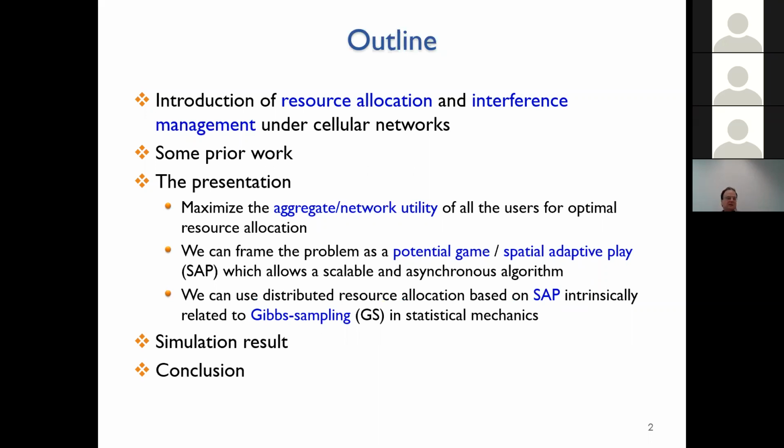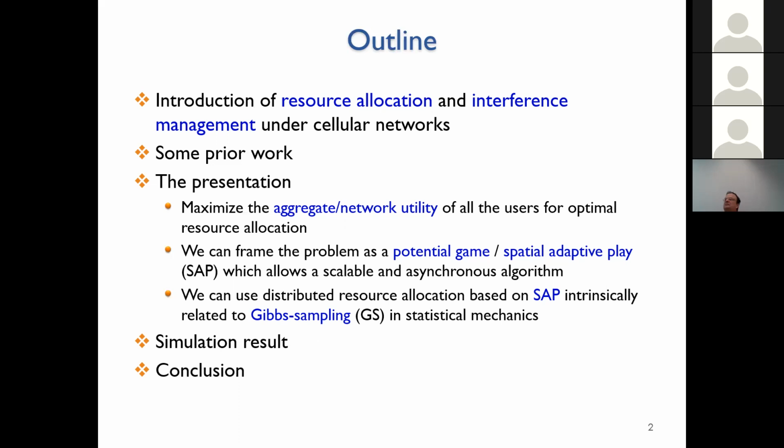This is the outline. I will first give you a short introduction of that kind of resource and interference management problem, and a few references. So if you are interested, you can trace them, and we can discuss in the future. This talk will be on the maximization problem, or you can say minimization problem, of the network utility in terms of resource allocation. I will use power allocation or user base station association as examples.